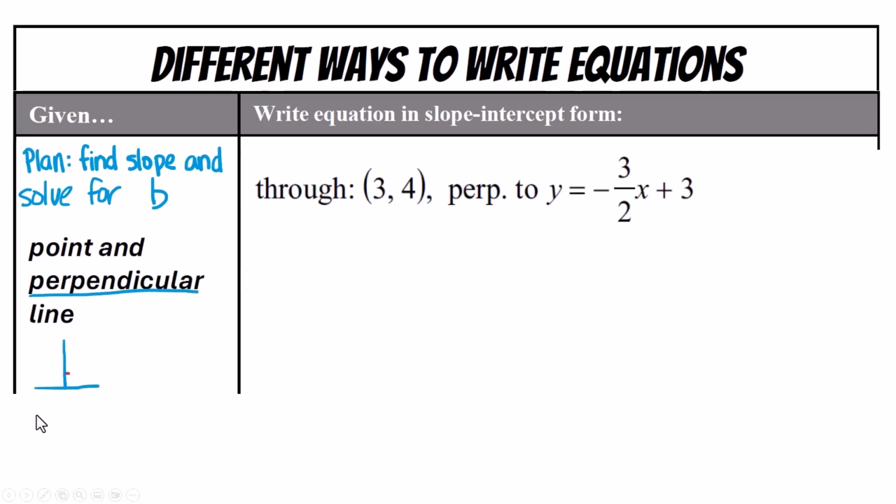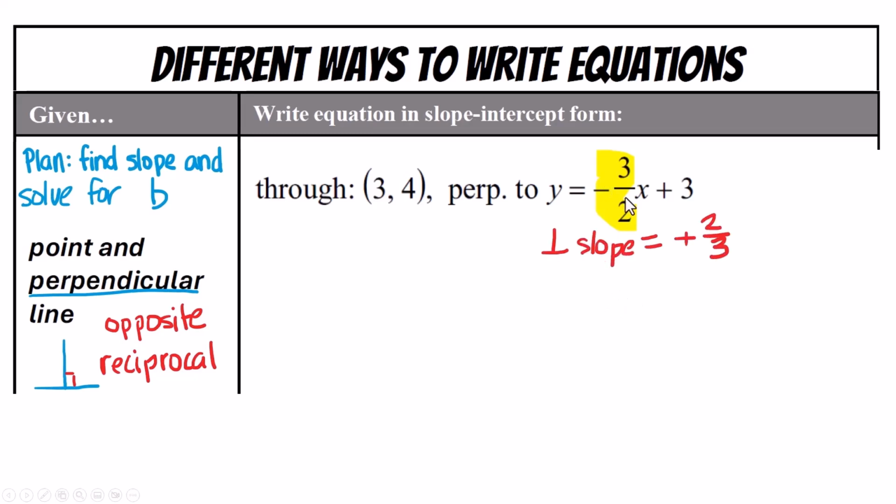Perpendicular means you have two lines that make a 90-degree angle. They have a relationship between their slopes. And that relationship is that their slopes are opposite reciprocals of each other. What that means, opposite is talking about the sign. So the perpendicular slope will be positive if you're starting out with one that's negative. Negative, positive, opposite. Reciprocal means flip it over. So instead of 3/2, you have 2/3. Now you have your slope.